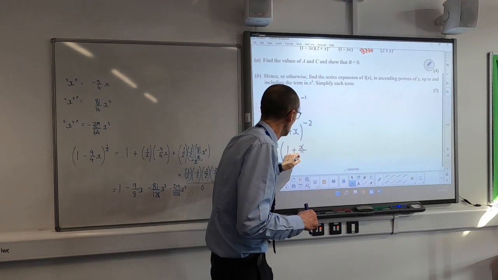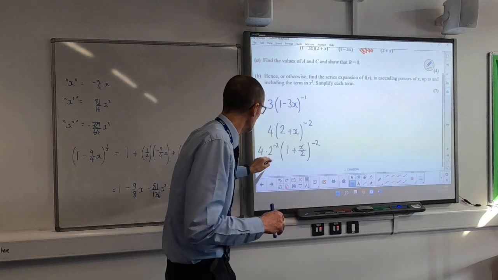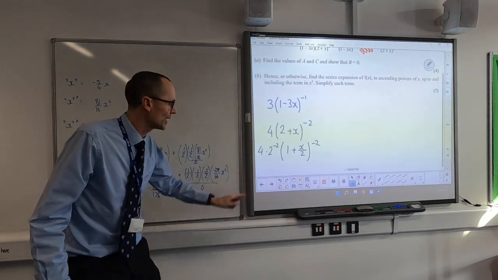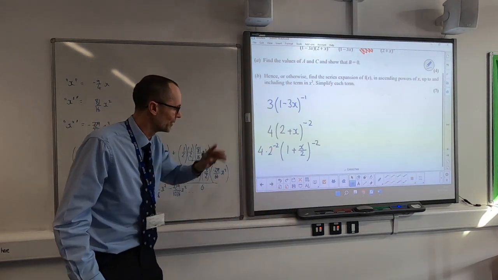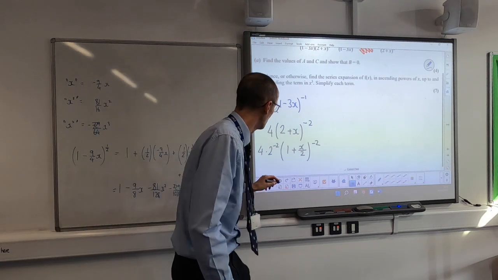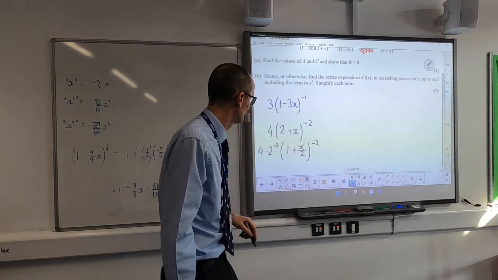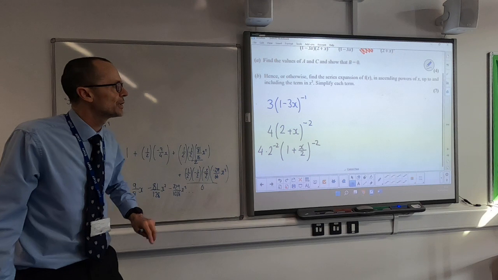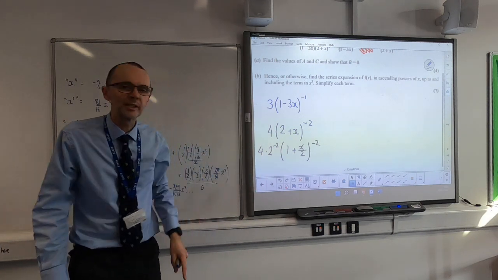Both things in the bracket divided by 2. But that equals 1, because that's a quarter. 4 times a quarter is 1. So actually I just end up with that. So I've got 2 separate binomial expansions to do.